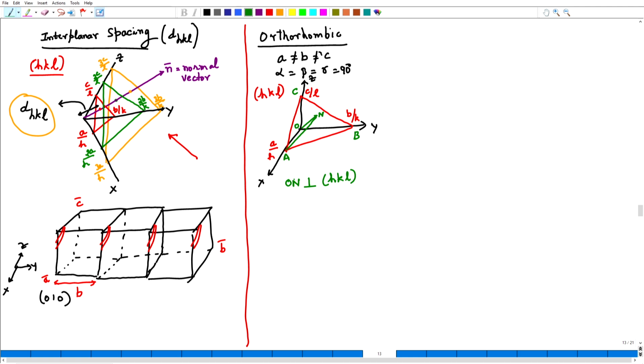So, I can say the vector ON is perpendicular to the plane HKL. The magnitude of this vector ON, I will simply write as ON. Whenever I do not put a bar, I mean its magnitude. This is equal to the interplanar spacing of this particular HKL plane. Now, as I said, since it is perpendicular to the HKL plane, any line on the plane would also be perpendicular to the vector ON.